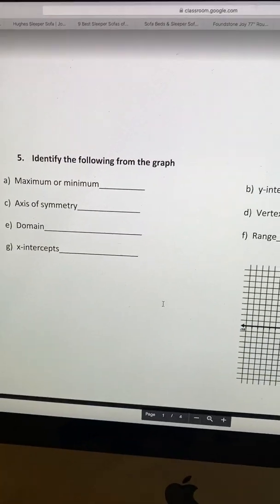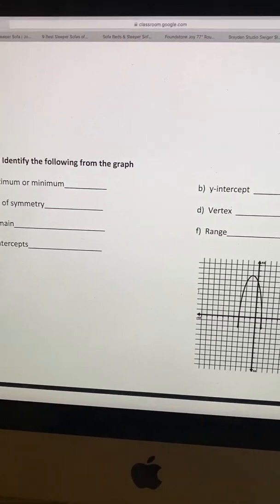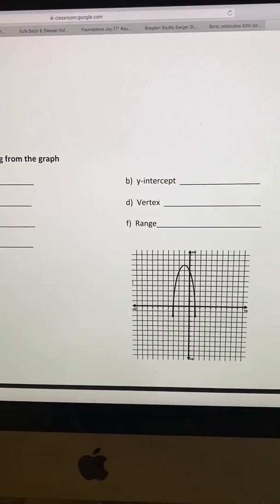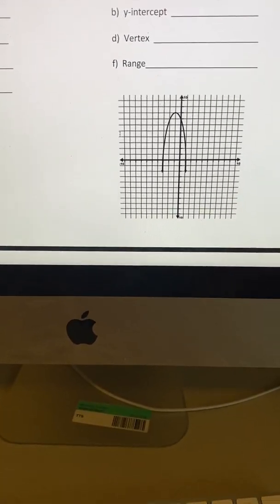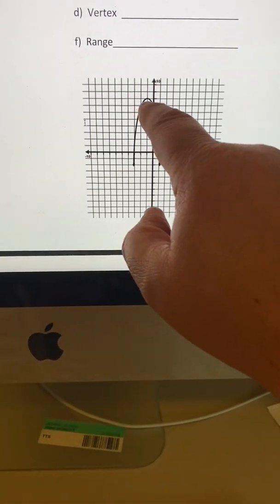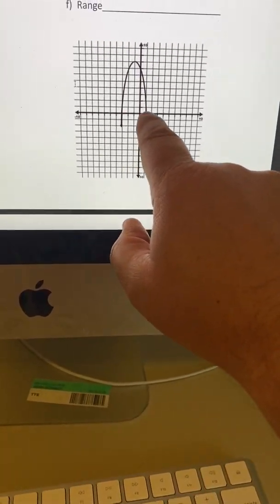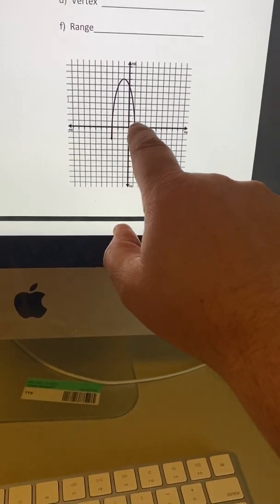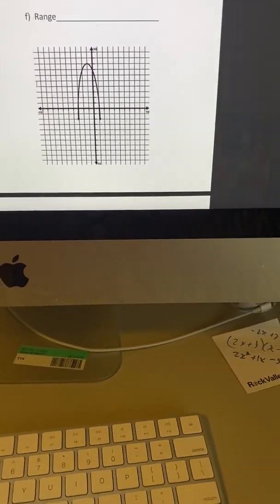Work on number 5 where you find the max, the min, the axis of symmetry, the domain, the x-intercepts, all of this stuff. It graphs it for you. All of that, you can find out the axis of symmetry, the vertex. Is this a maximum or minimum? How many solutions does it have? What are the x and y? Where does it cross the y? I mean, all this stuff is right here on the graph, okay?